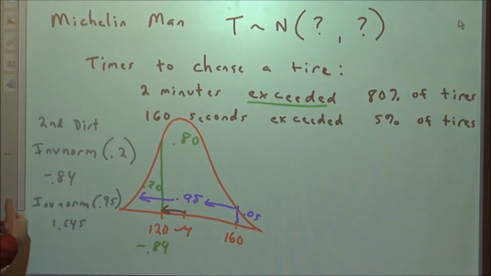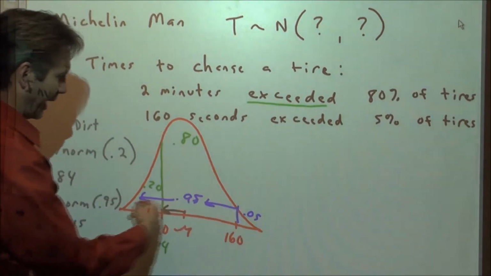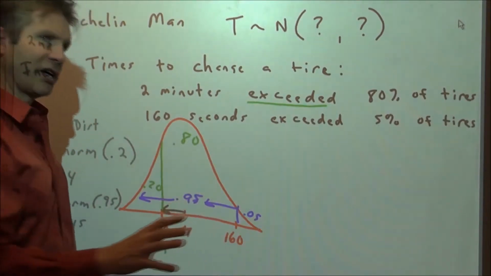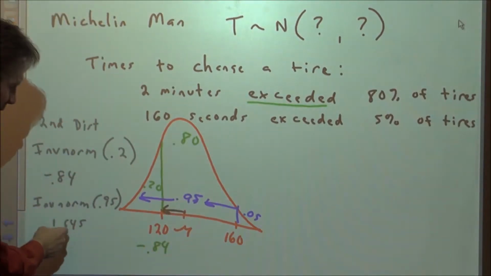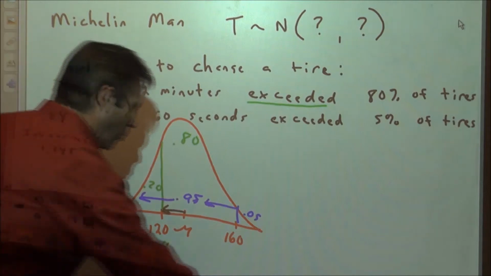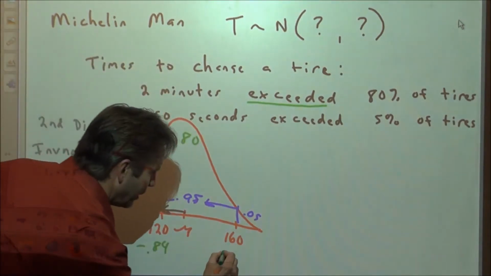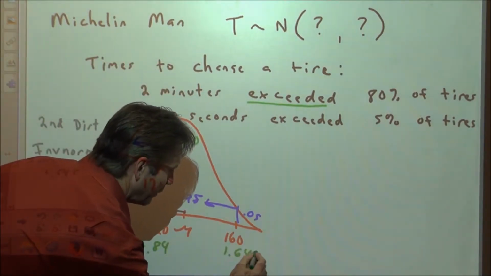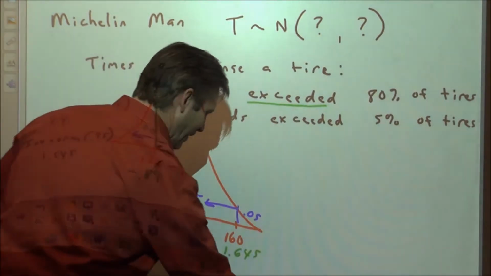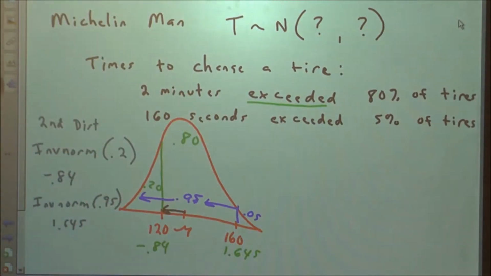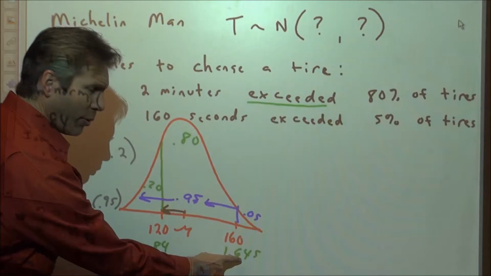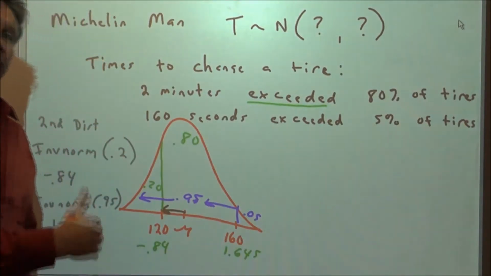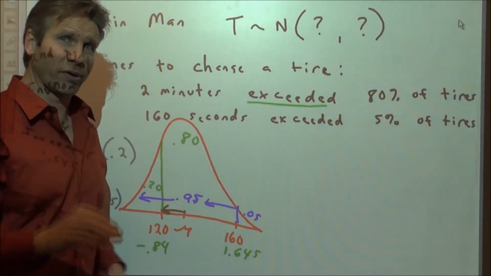Okay, then we go back and we do the same thing. We can do inverse normal of 0.95, wanting to trap 95% below, but the longer you've been in the course, the quicker you memorize this z-score. You'll find it to be 1.645. That means that if the time for the Michelin Man to change a tire is 160 seconds, it is 1.645 standard deviations above the mean, because that's what a z-score tells us.